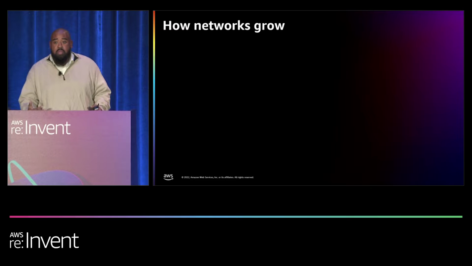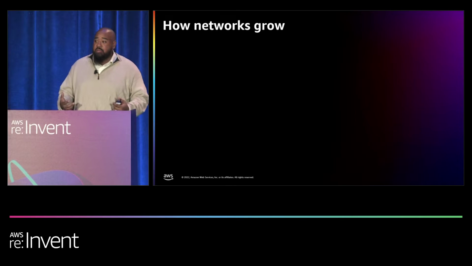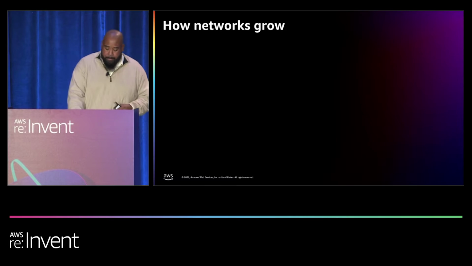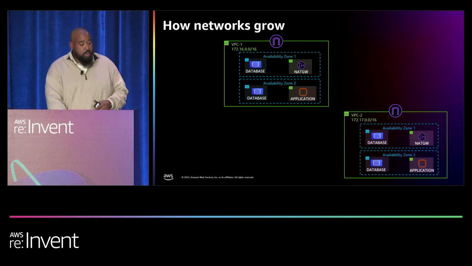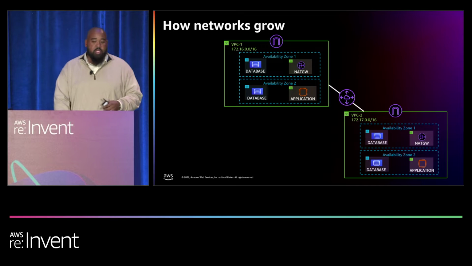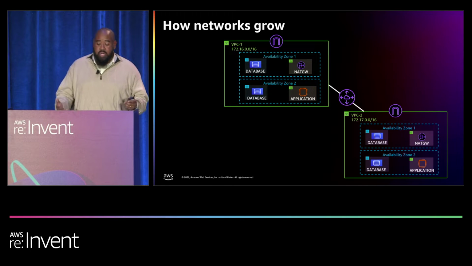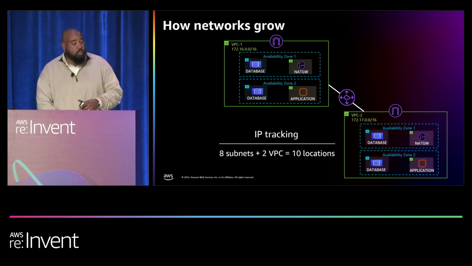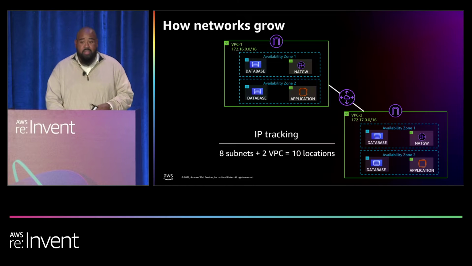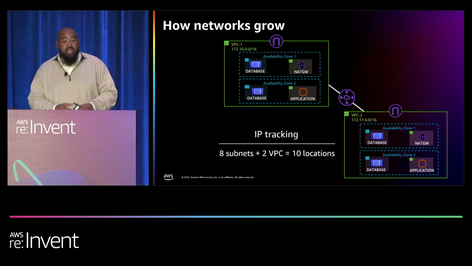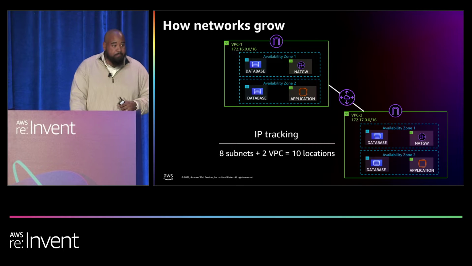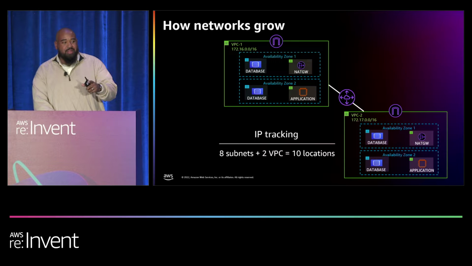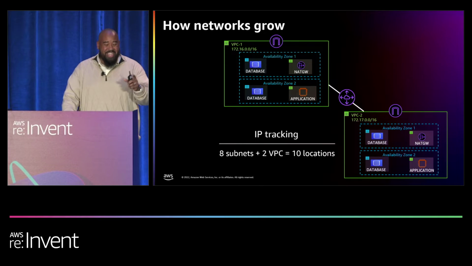Now, as you scale, your company grows, and you're tasked with providing connectivity, let's say, to another team that has another VPC. Well, to accomplish this, you determine to use VPC peering, which provides you point-to-point connectivity on AWS between VPCs. Now, at this point, you have 8 subnets, 2 VPCs, for a total of 10 locations that you're tracking IP addresses for. How many of you have managed IP addresses in the audience? Okay, yeah, I like that.